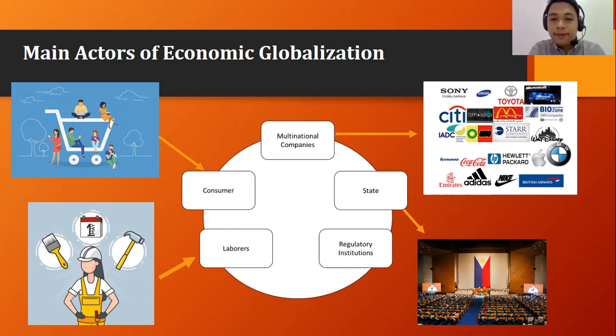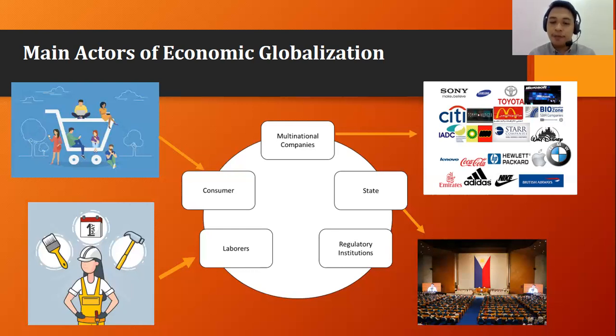So we have five, or at least four, actors of economic globalization. Una yung tinatawag nating multinational companies, pangalawa si state, pangatlo si consumer, next is si labor. So let's just go further with the multinational companies. These are the companies who have been established in their country with a specific branch or a company as well in particular countries.